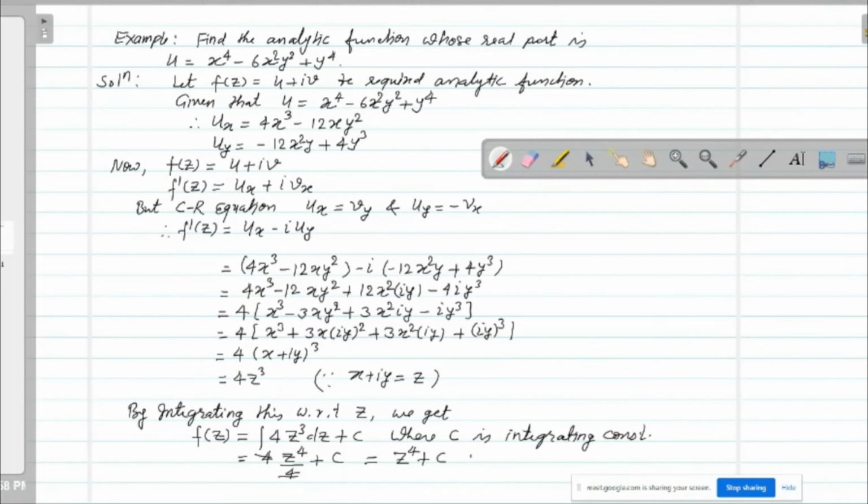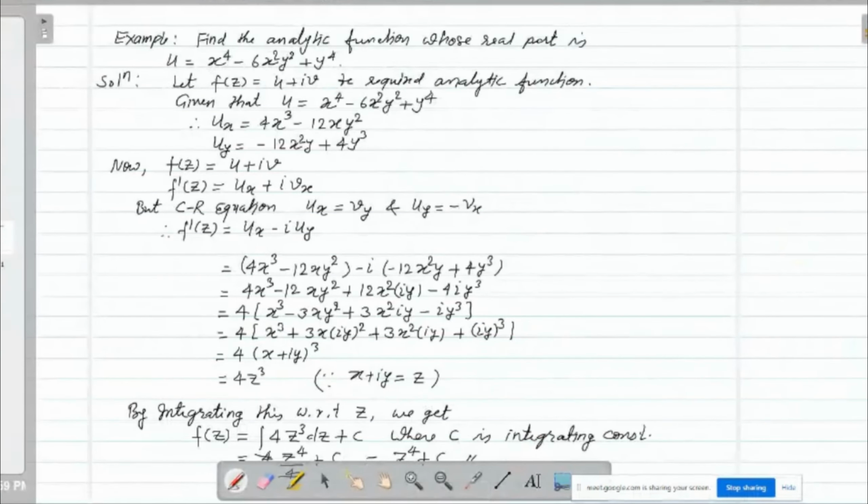I hope you understood how to find the analytic function by method number 1. In this way, you can determine the analytic function when the real part is given to you. I hope you understood. Students, got it? Yes, sir. Now let us move to the next page.